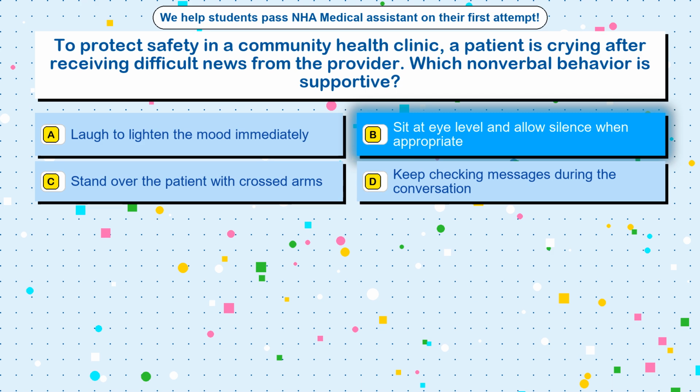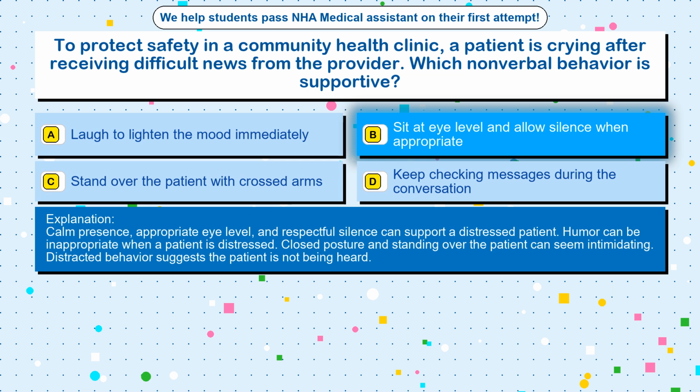Sit at eye level and allow silence when appropriate. Calm presence, appropriate eye level, and respectful silence can support a distressed patient. Humor can be inappropriate when a patient is distressed. Closed posture and standing over the patient can seem intimidating. Distracted behavior suggests the patient is not being heard.